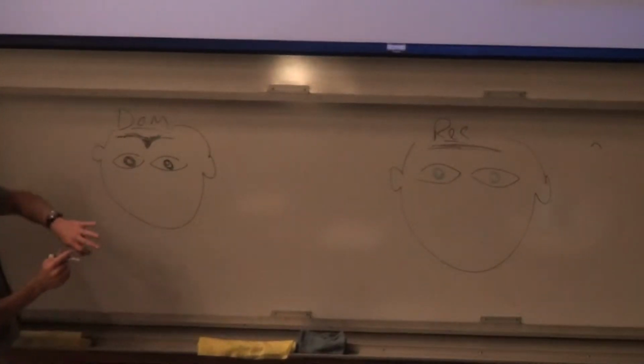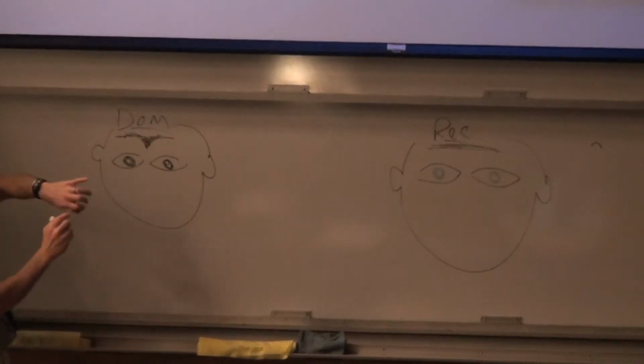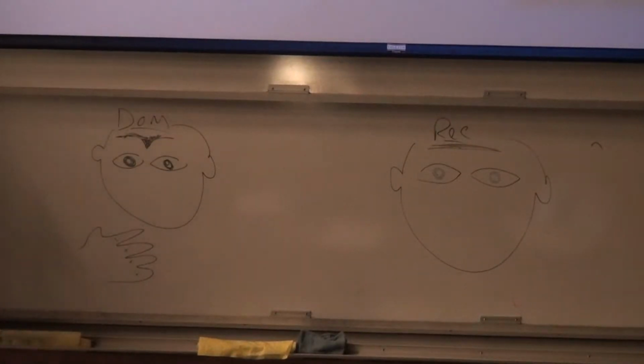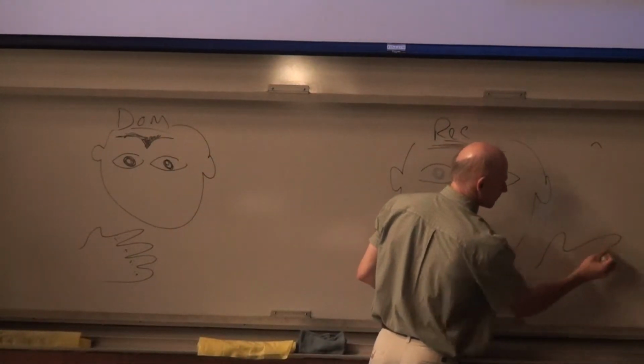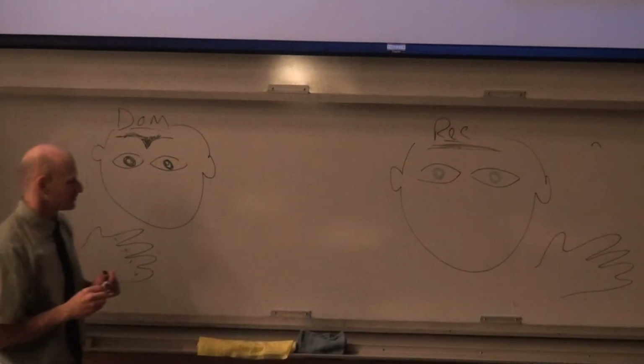There's another gene that controls whether you have little tufts of hair right here between your first and second knuckle. And having little tiny hairs there is caused by the dominant allele. But if you have two copies of the recessive allele, you don't have hairy knuckles.